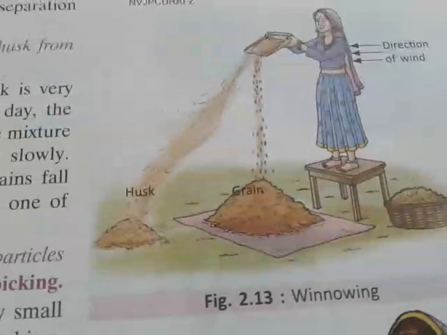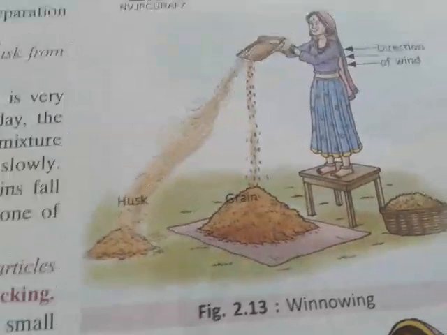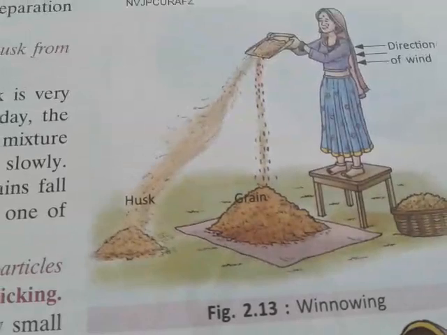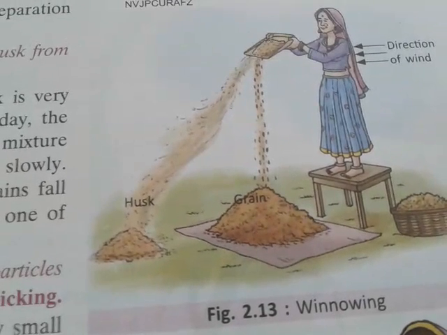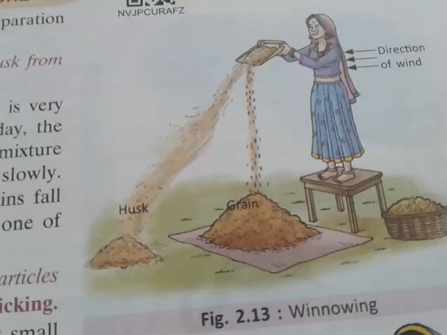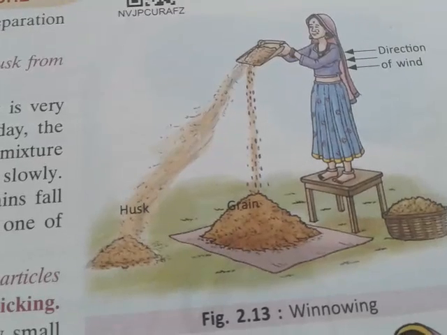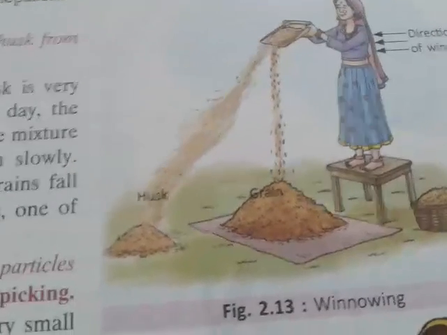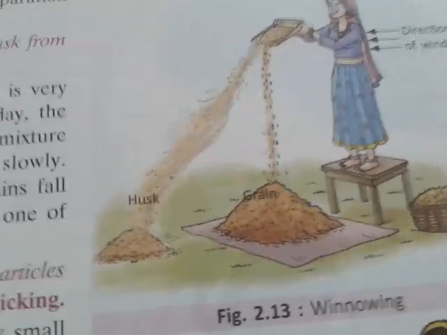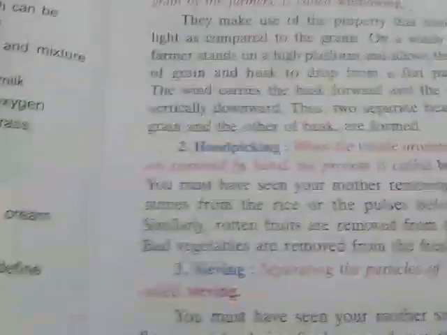See this figure. Here a farmer is doing her job, and she is removing the husk particles from the grain. Grain is much heavier than the husk, so the husk can easily be removed from the grain using the wind. Whenever the wind is used in the process of separation, that acts as the winnowing method. And second is the hand picking method.